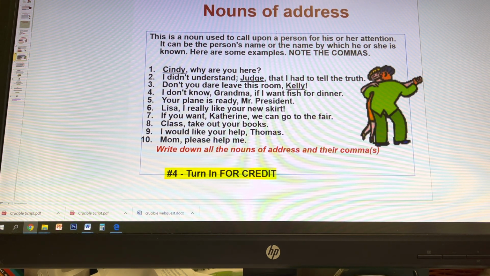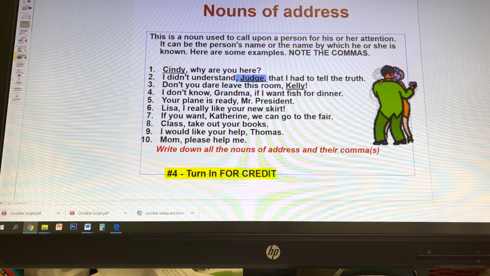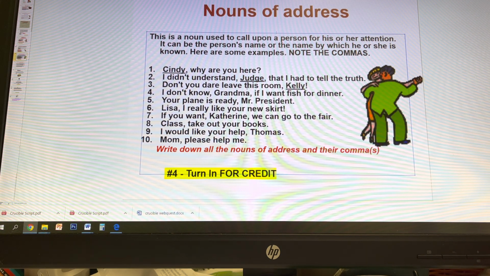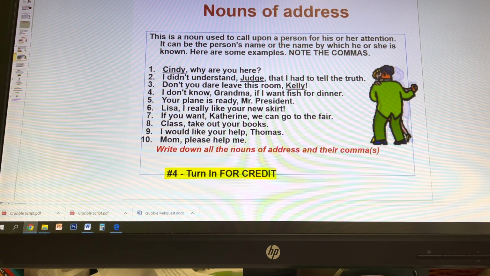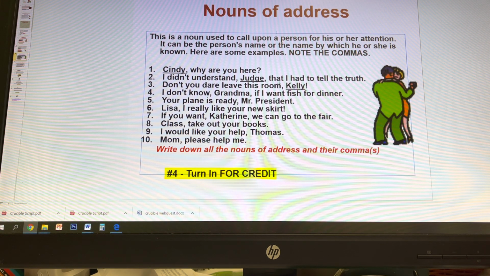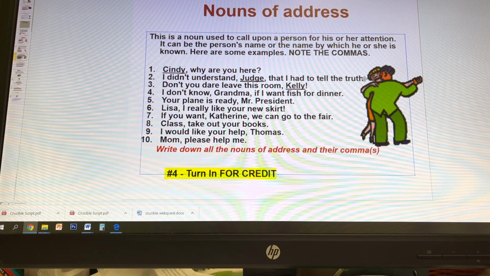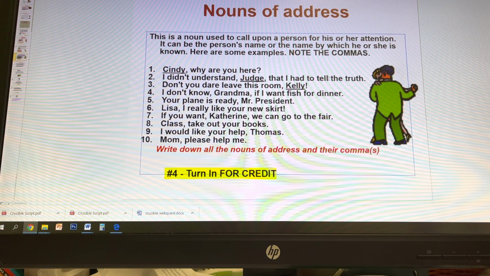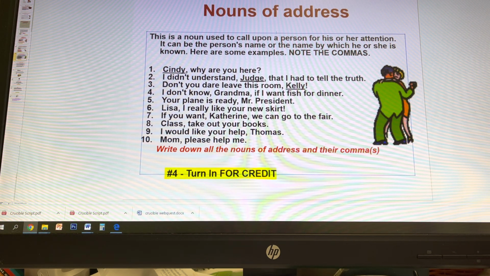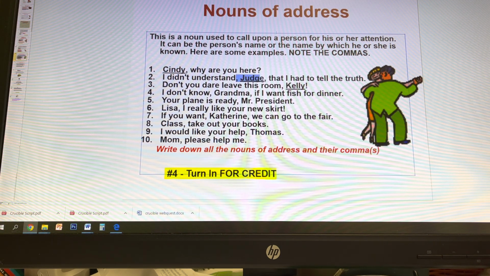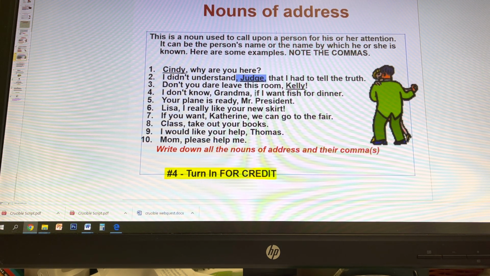So here is the comma rule that goes along with plopping the noun of address down in the middle of this sentence. Notice that I could say, I didn't understand that I had to tell the truth. That would be a perfectly legitimate sentence. It's a complete thought.